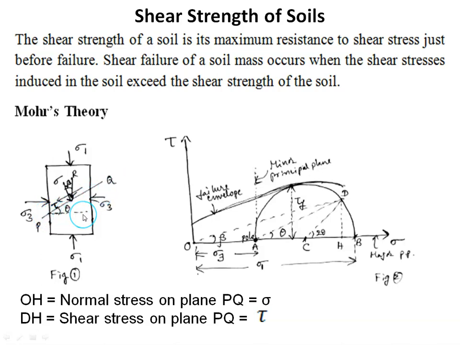Because horizontal is parallel to the major principal plane, we can say the failure plane is making an angle theta with the major principal plane. And sigma is the normal stress acting on the failure plane, and tau is the shear stress acting on the failure plane. Then R represents the resultant of normal stress and shear stress, which is acting at an angle beta with normal.